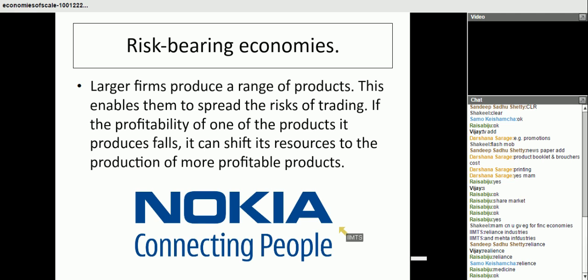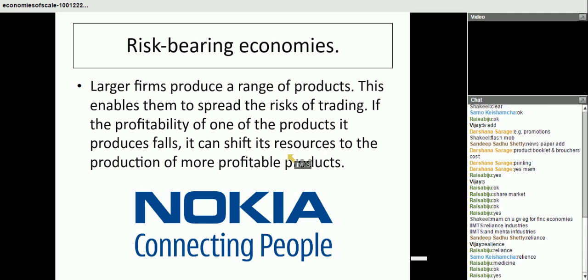So it has the option of, suppose the sale of a black and white mobile set goes down, or it's not a successful venture for it. Then it may divert its resources into the manufacturing of smartphones, because the sale of smartphones is very high, especially these days. So the loss of one particular unit is made good by the other unit. Again, the firm is not at a loss, it is standing to gain.